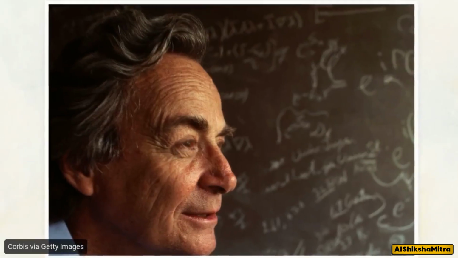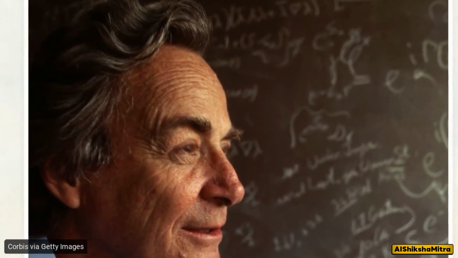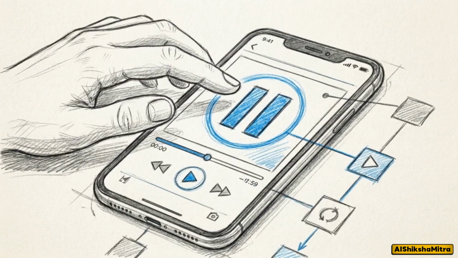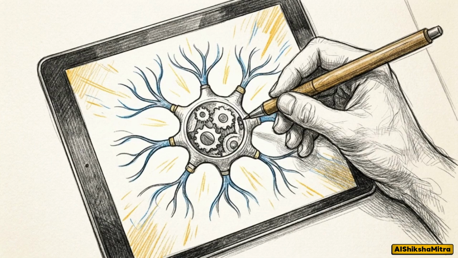This photograph shows physicist Richard Feynman. He championed a principle now known as the Feynman Technique. True mastery is only achieved when you can explain a concept simply in your own words. Pause the video right now. Think about how you would devise a prompt that reverses the roles. How do you make the AI the student while you act as the teacher?